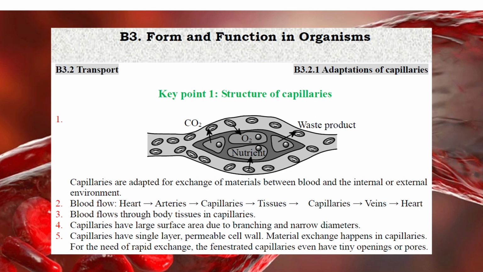But if we go to another aspect, where we want to transfer materials, not just oxygen and carbon dioxide, the capillary has to be even thinner for materials like waste, nutrients, glucose, big things to pass through. So it has to be one cell layer. So capillary has a single layer permeable cell wall for the material exchange to happen. And for rapid exchange, they even have some tiny openings and pores to let things go through directly.